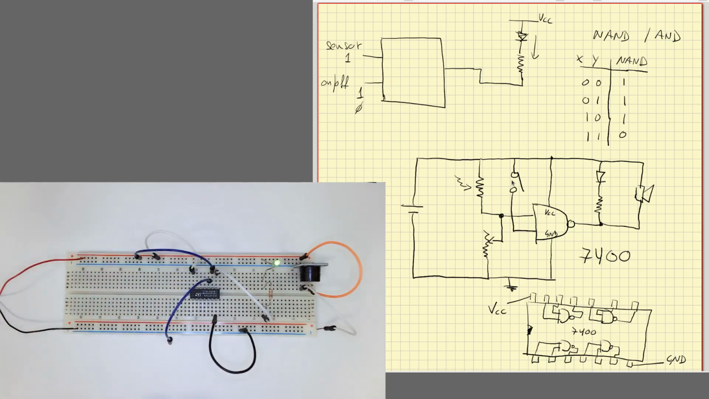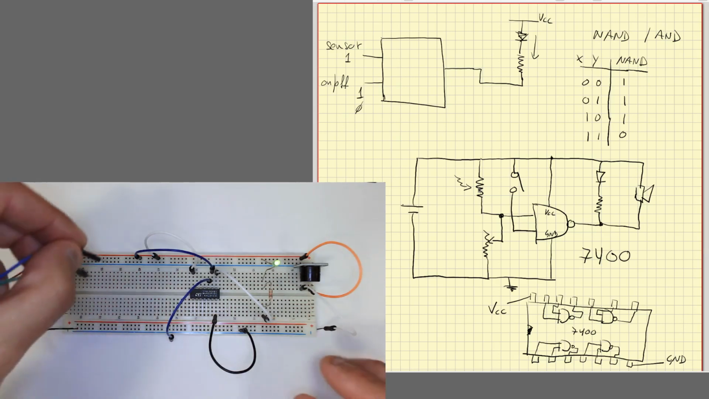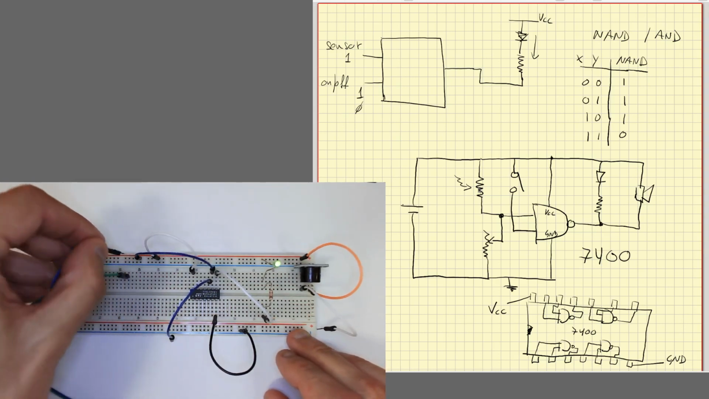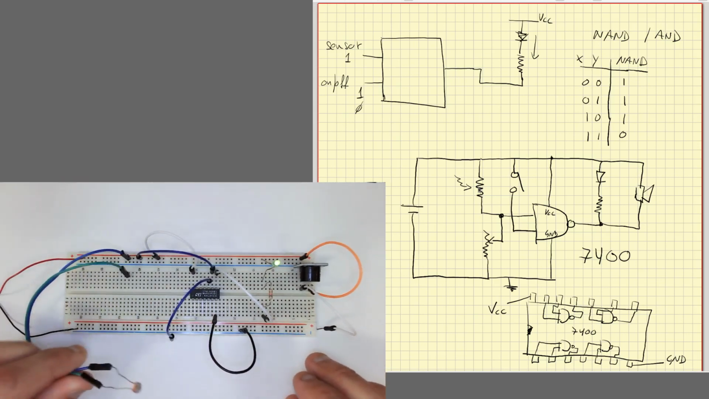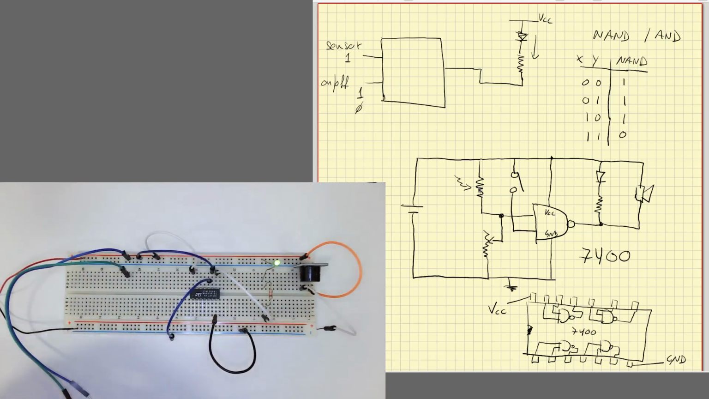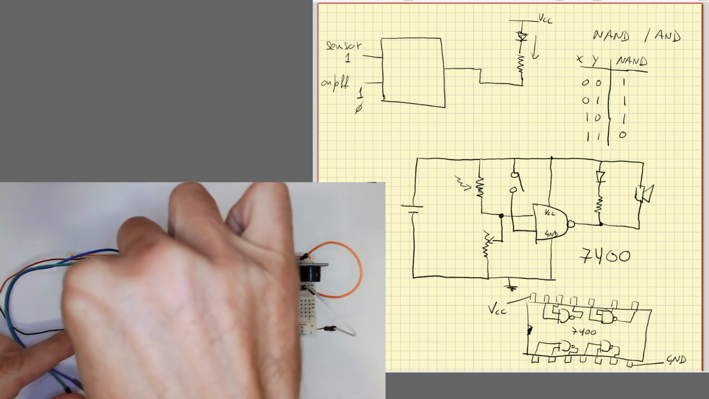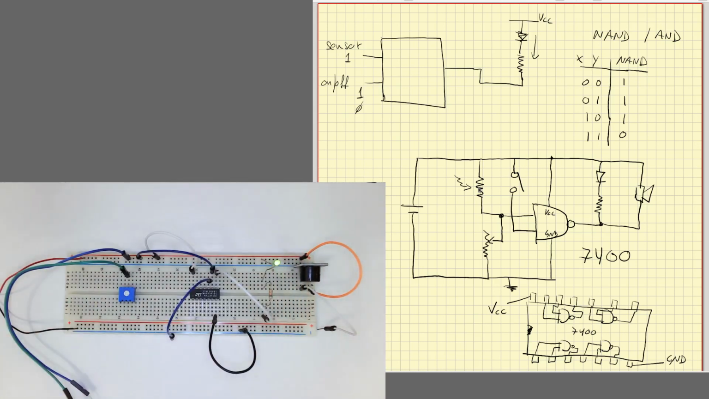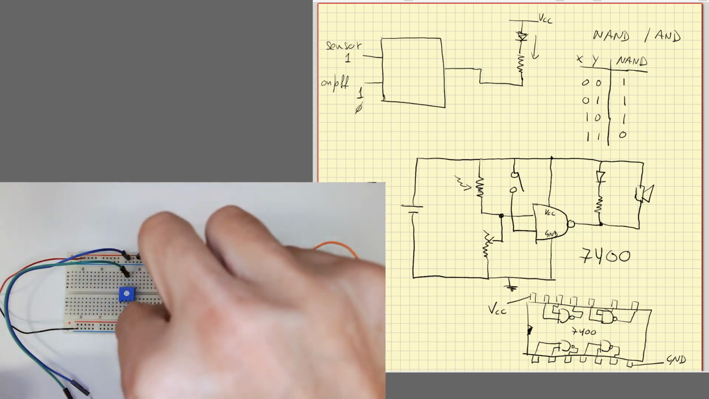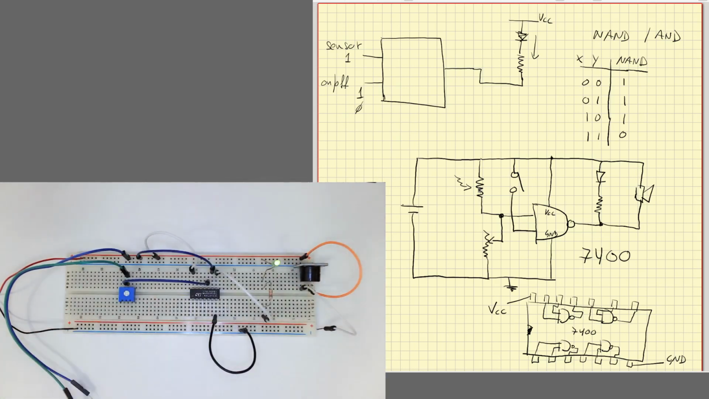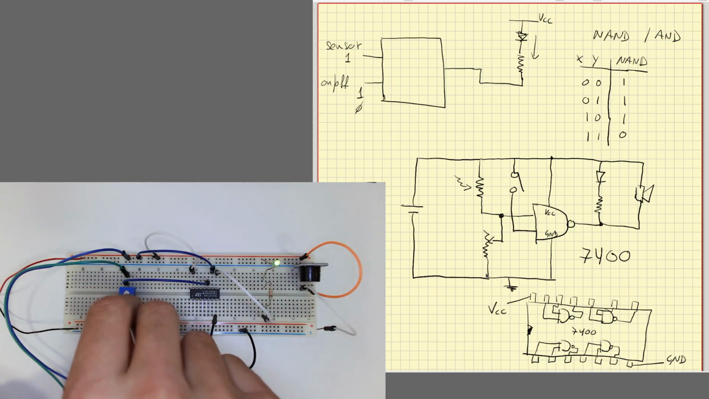So I'm going to build the sensor part again. Like we did before, we have our photoresistor, our potentiometer there. The middle terminal of the potentiometer is the one that goes to the other input of the gate, and one of the sides of the potentiometer I have to connect to ground.